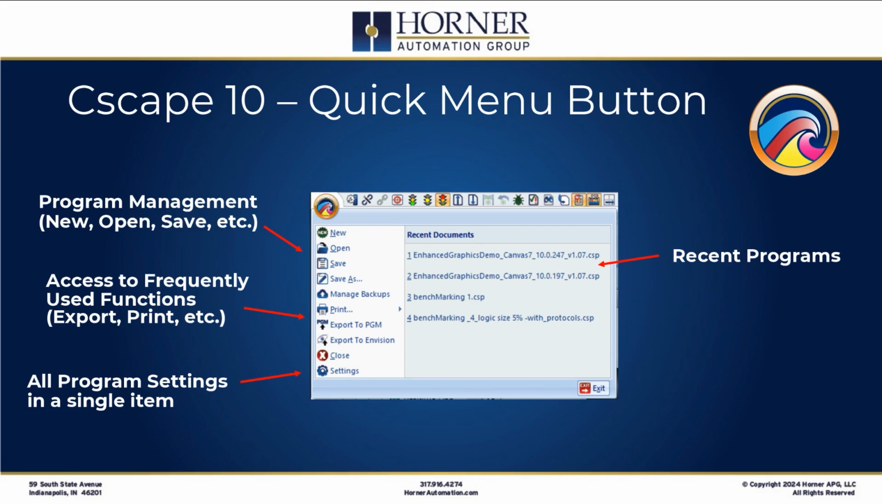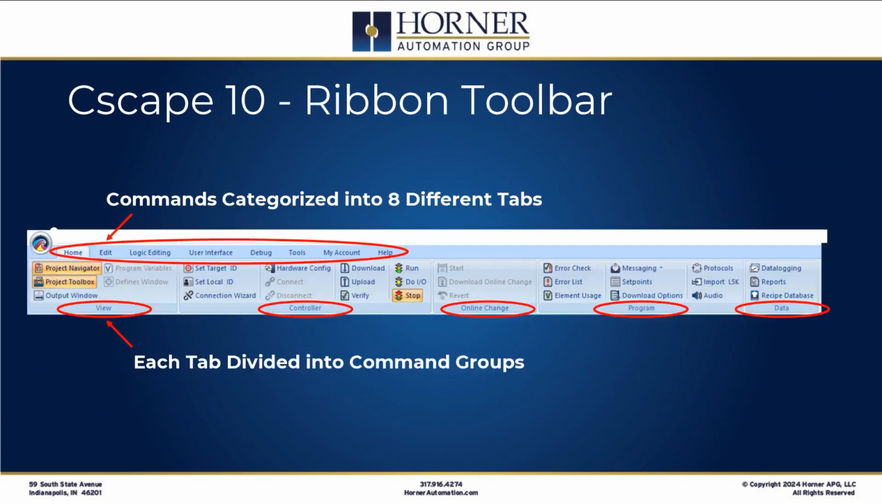Also accessible from the quick menu button, the last option there on the bottom, is the settings option. So with Cscape 9 and earlier versions, there were 2 or 3 different places you had to go to set up Cscape the way you wanted it. With Cscape 10, there's that one settings choice. You click on that and you can set everything up that you need to in Cscape 10. How your ladder looks, what your download options look like, all those sorts of things are accessible from that single settings option. So that's the quick menu button in Cscape 10.